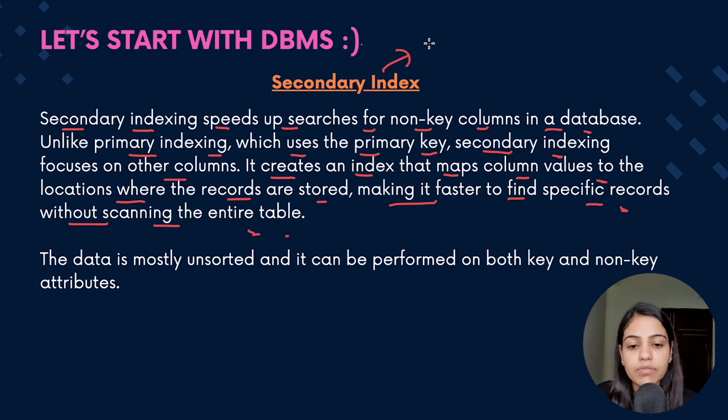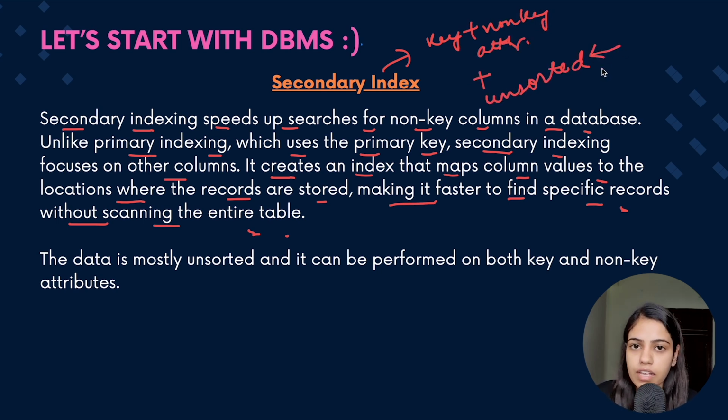Now in the secondary index, we work on key as well as non-key attributes, and the data is always unsorted. So whenever we want to work on data which is unsorted, and it can be either a key or non-key attribute, we use the secondary index. So the data is mostly unsorted and it can be performed on both key and non-key attributes.